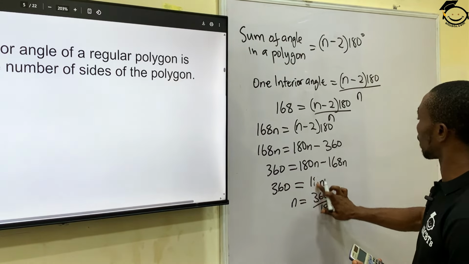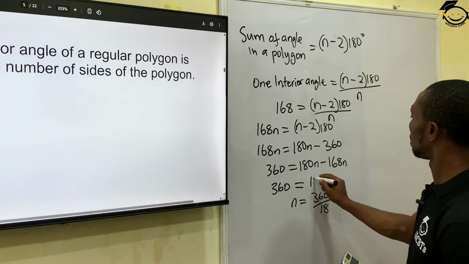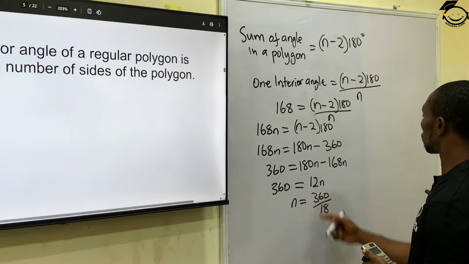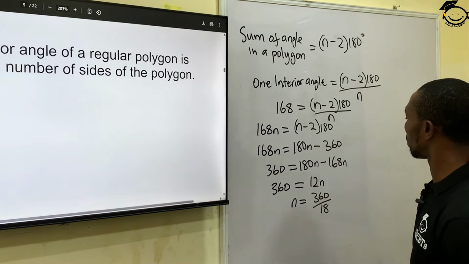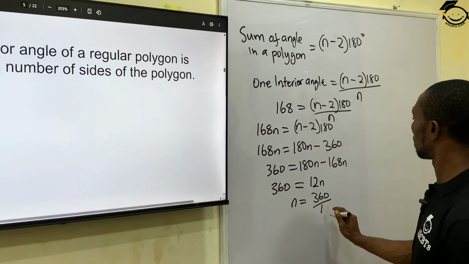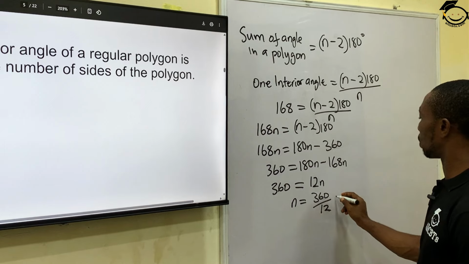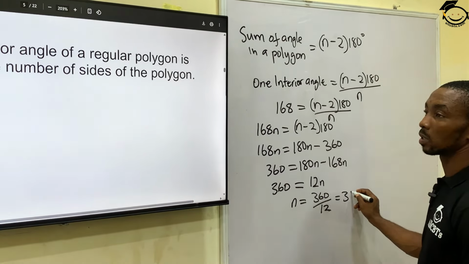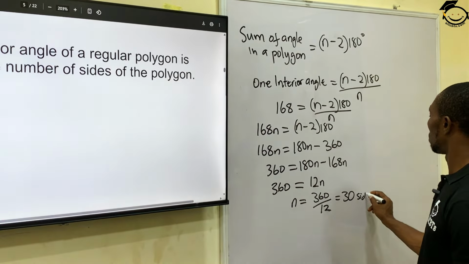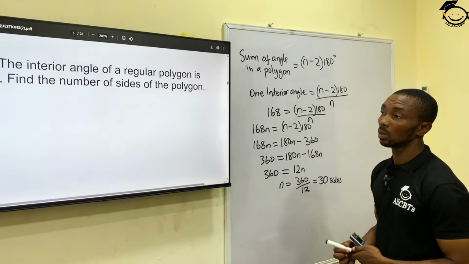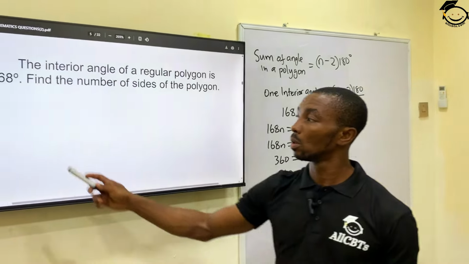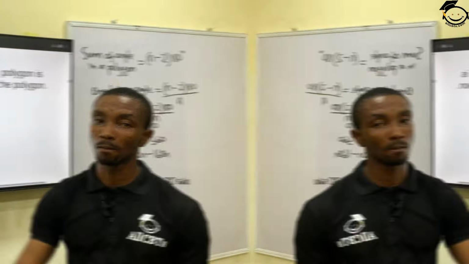This should be 12n, please. 18 minus 6 is 12, not the other way around. So this should be 12n. So 360 divided by 12 will give us 30 sides. So our number of sides will be 30 sides, which is option B.